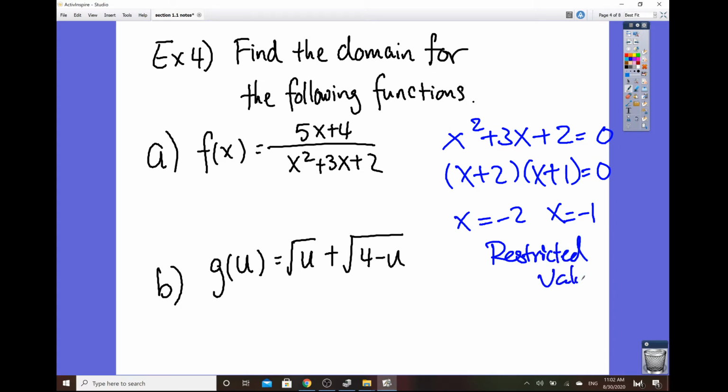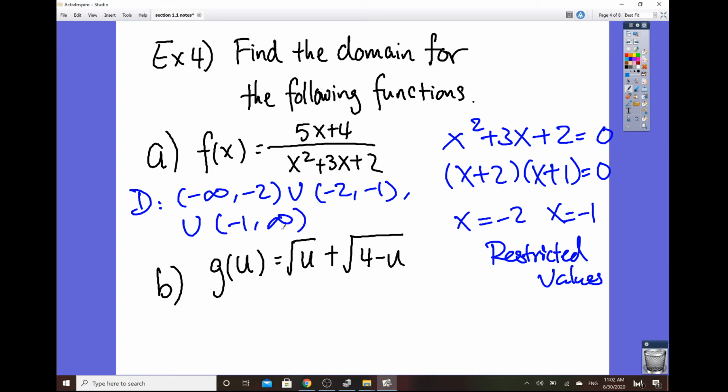Once we find the restricted values, we can state the domain. The domain for this rational function is D: -infinity to -2, union, -2 to -1, union, and then -1 to infinity.